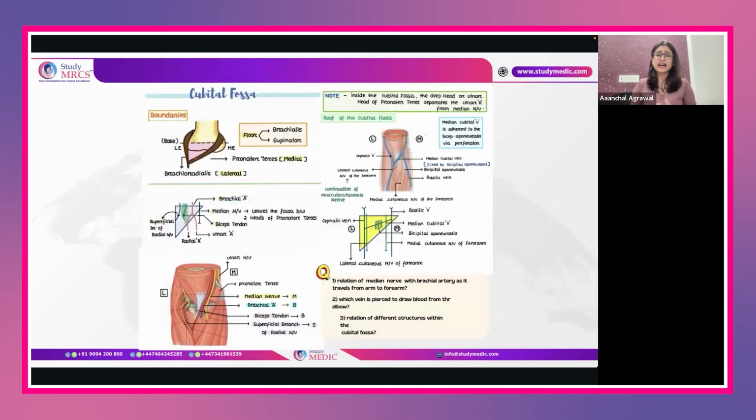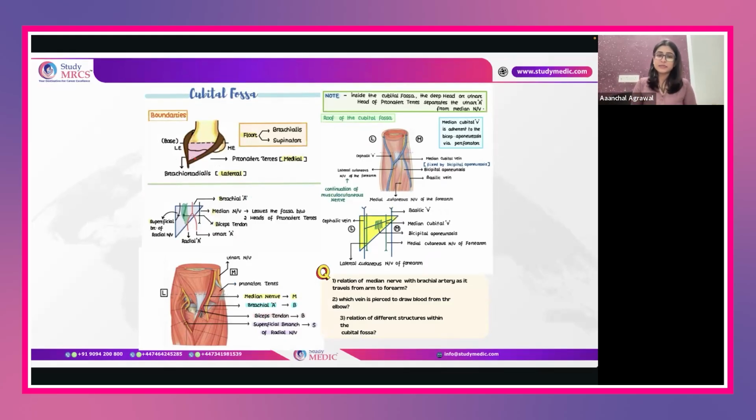Okay. Now the last part of this discussion is about the cubital fossa. It is a very easy topic. They can show you a cadaveric image of the cubital fossa. Still, it's very simple. We have to learn the boundaries of the cubital fossa, the content of the cubital fossa, and a few clinically significant points around it.